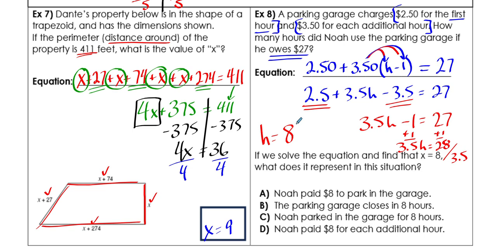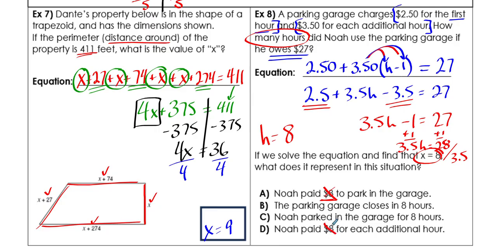So actually, we really didn't even need to do all that. I didn't even read the second part of this, but we were actually told the solution already. We needed to come up with that equation, but that's our answer. It's 8. We would just want to know, what does that really represent? So Noah paid $8 to park in the garage. That's not really what this h represents. That's really saying how many hours. So it's not the amount of money.